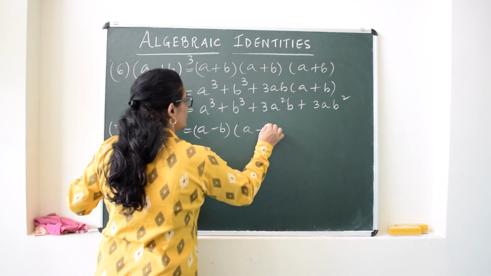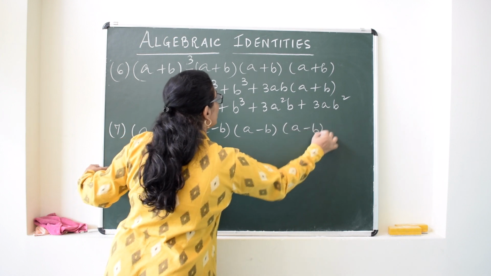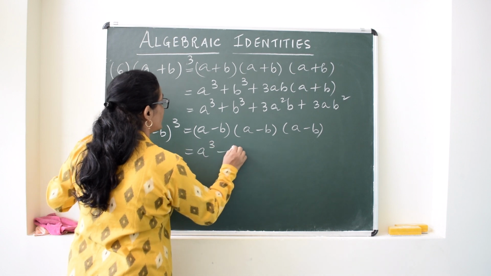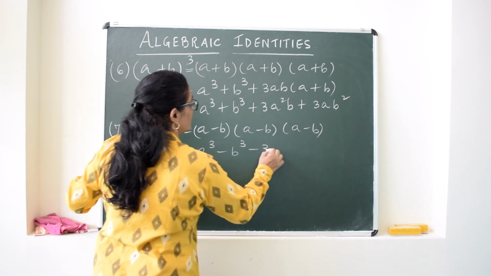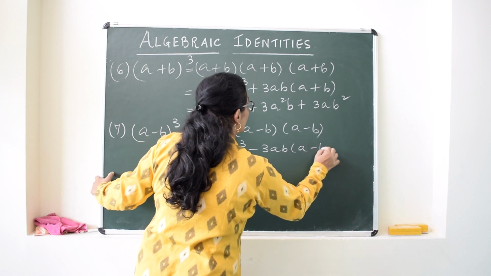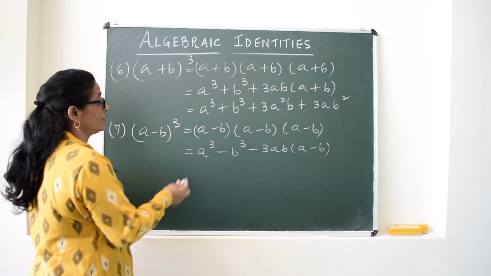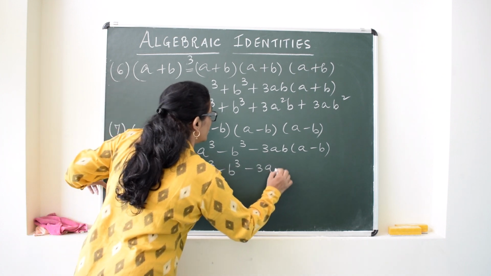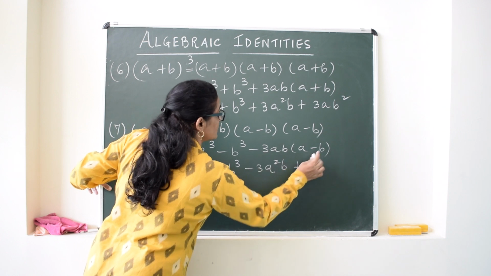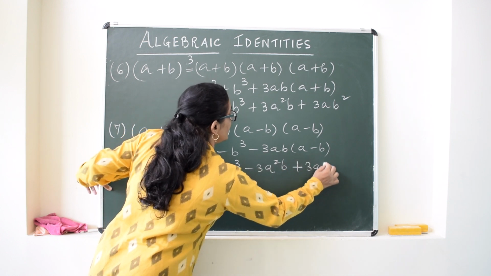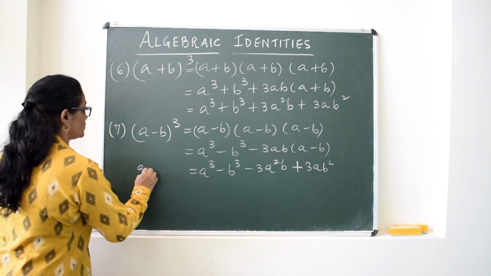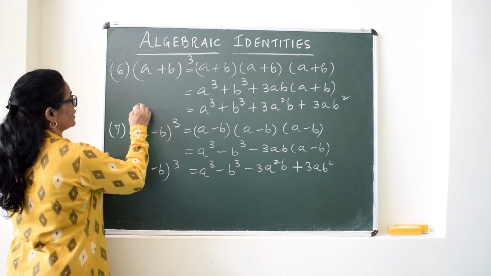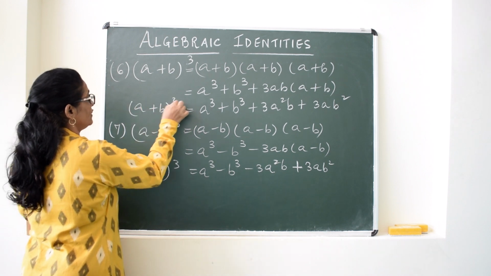Similarly, if in place of a plus b it is a minus b, so it will be (a minus b) into (a minus b) into (a minus b), and the expansion will be a cube minus b cube minus 3ab into (a minus b). Further, if we open the bracket, it will be a cube minus b cube minus 3a square b, and this minus and minus will be plus 3ab square. So this is (a minus b) the whole cube's expansion, and this is (a plus b) the whole cube.